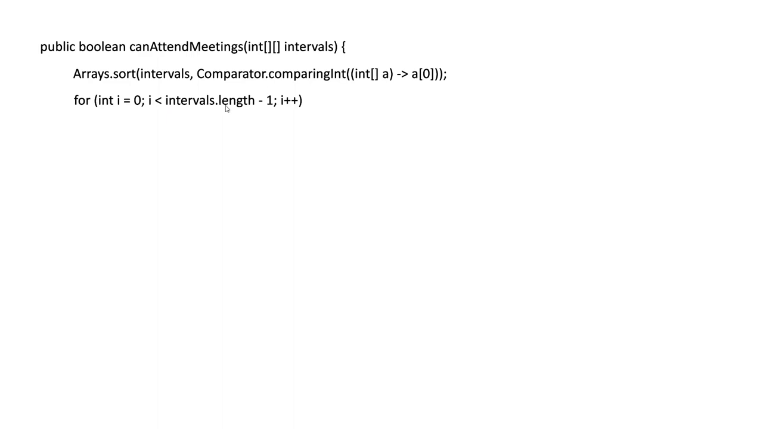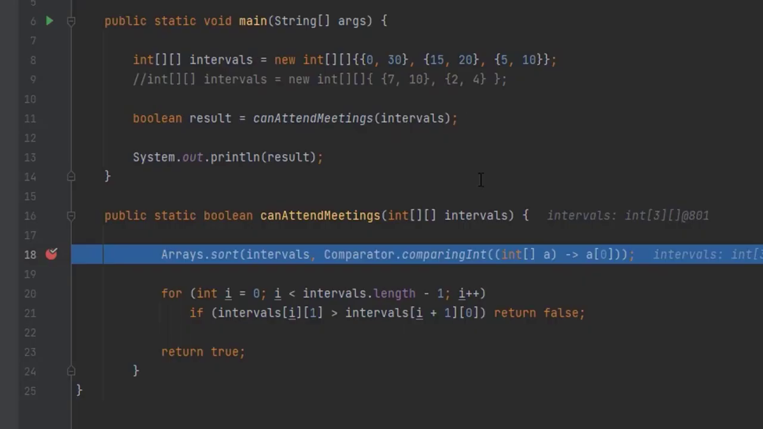Then we need to loop through the intervals that are now sorted. So we're going to start with i equals 0. If the position 1 of the interval, which is the meeting's end time, is greater than the start time of the meeting right after it, then you're going to return false, because you can't start the next meeting while the first meeting is still going on. Otherwise, we're going to return true. And that is pretty much the entire method. Fairly straightforward. Let's debug this, and I'll show you exactly how this works.